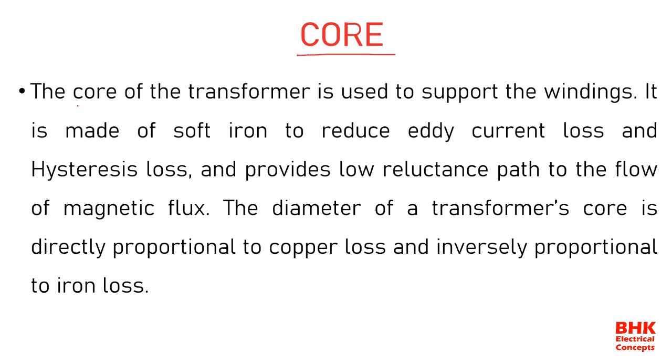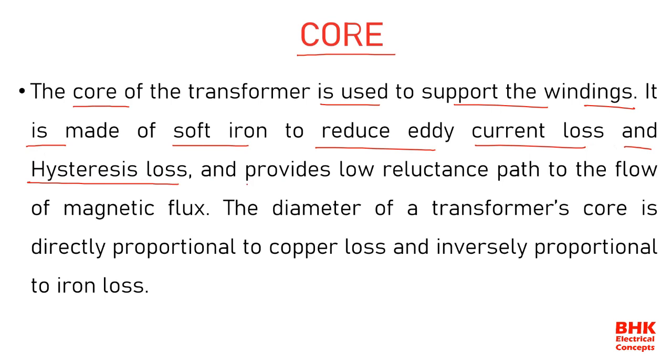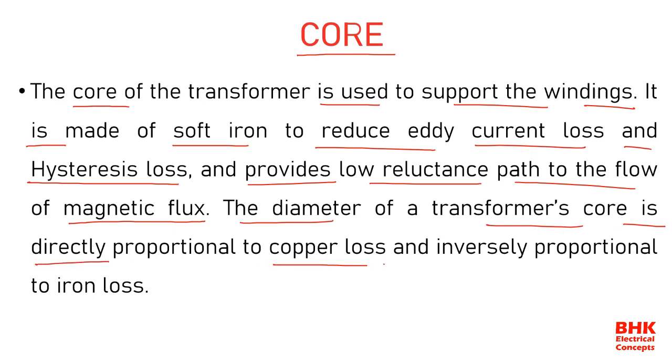Now the core of a transformer is used to support the windings, and it is made of soft iron to reduce eddy current loss and also hysteresis loss. It also provides a low reluctance path for the flow of magnetic flux. The diameter of a transformer's core is directly proportional to the copper loss and inversely proportional to the iron loss. So this is about the core.